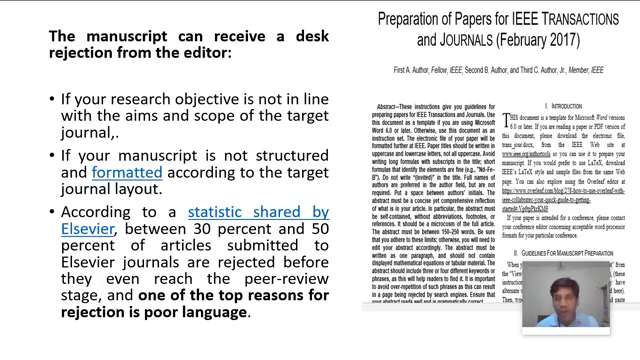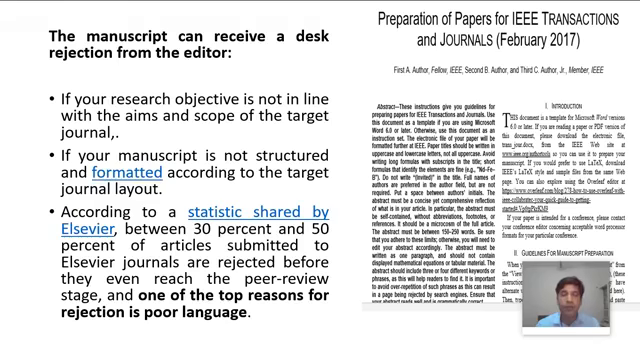So if you are not following the journal layout for publishing your paper, in this case also, the editor can do a desk rejection. There is one study conducted by Elsevier, and they shared this data. According to this study, between 30 to 50% of articles submitted to Elsevier journals are rejected before they even reach peer review. And one of the top reasons is poor language.